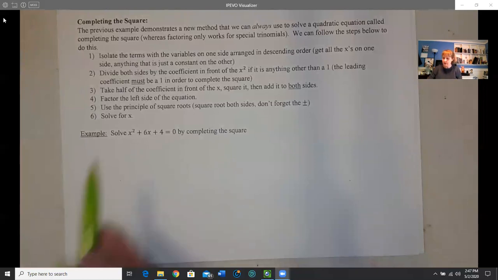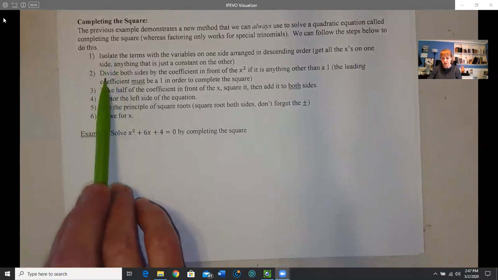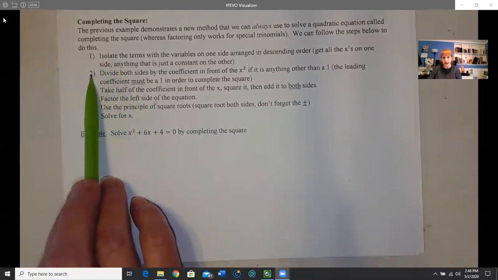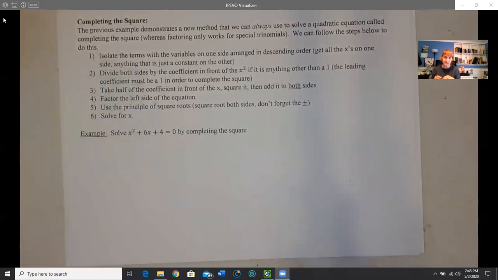And I'm going to use this example as we go through each of the steps. But unfortunately, step 2, we're not going to have until we do the last 3. There won't be a step 2. But we will have step 1, 3, 4, 5, and 6. So let's go ahead and learn how to complete the square.